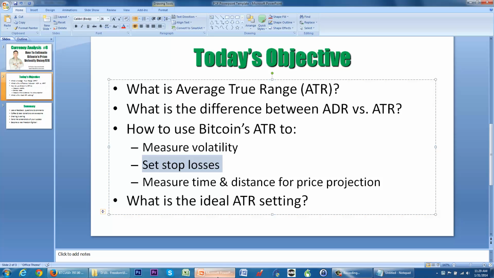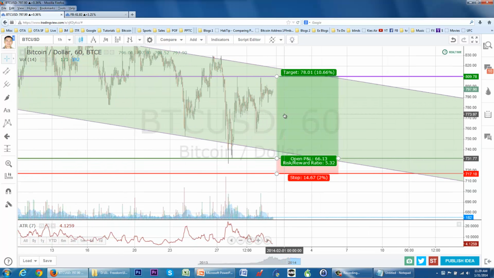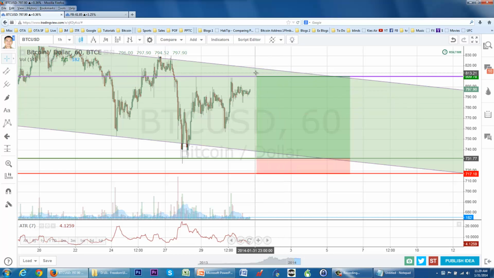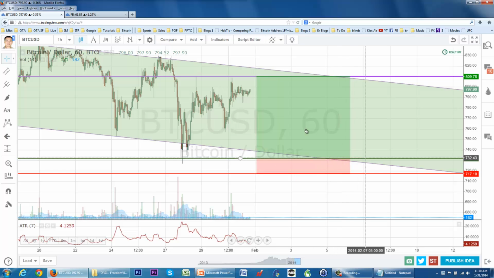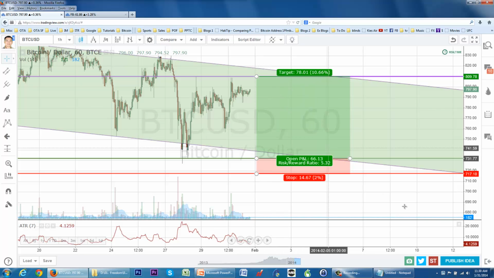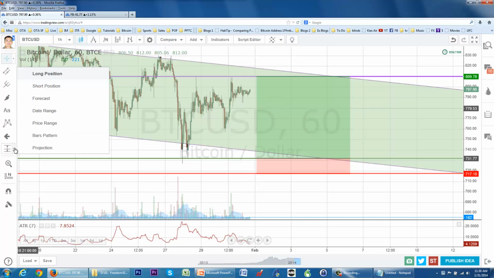The next thing that I want to talk about is how to measure time and distance for price projections. Let's say that I wanted to project how long it will take for price to reach from here down to here to hit my entry target for a long. So if price is up here right now, let's say that it comes up to here, bounces off of this tilted sideways market, and then it starts to come down. Let's go ahead and use this measuring tool here.